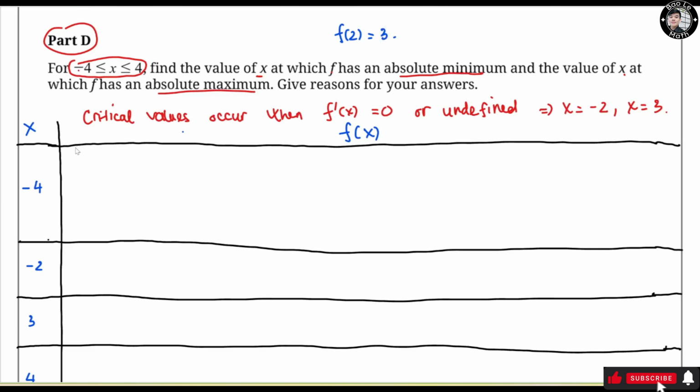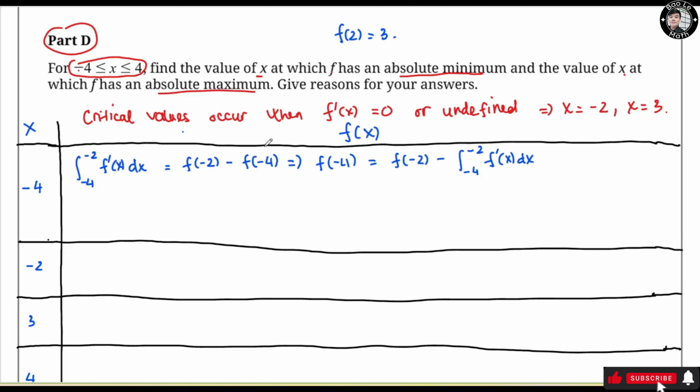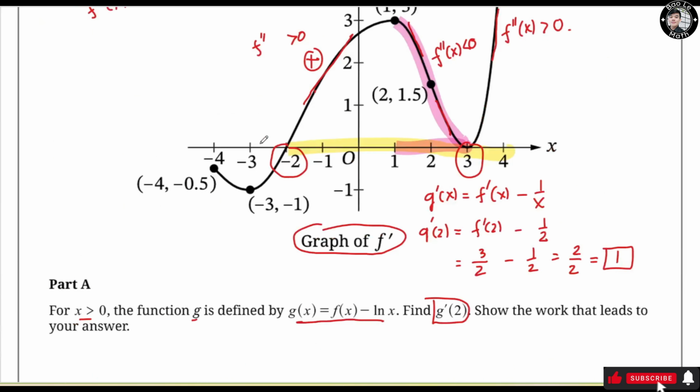Alright, now we're going to use the fundamental theorem of calculus. So we have the integral from -4 to -2 of f'(s) ds equals f(-2) minus f(-4), right? So then f(-4) equals f(-2) minus the integral from -4 to -2 of f'(s) ds, right? Now we look at the graph, integral from -4 to -2.